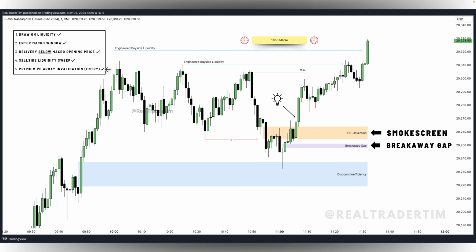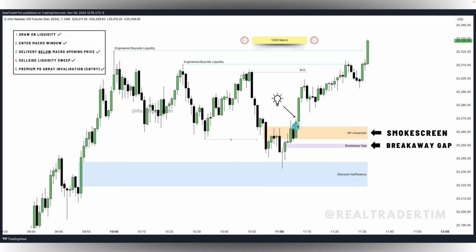A premium PD array to be invalidated. So we sweep this low. Do we come back up and close above a premium PD array? In this case, this SIBI or bearish fair value gap here. No, we push lower once more, deliver to this discount inefficiency, sweep this last 1 minute swing low one more time, and then we get our closure above our premium PD array right here.